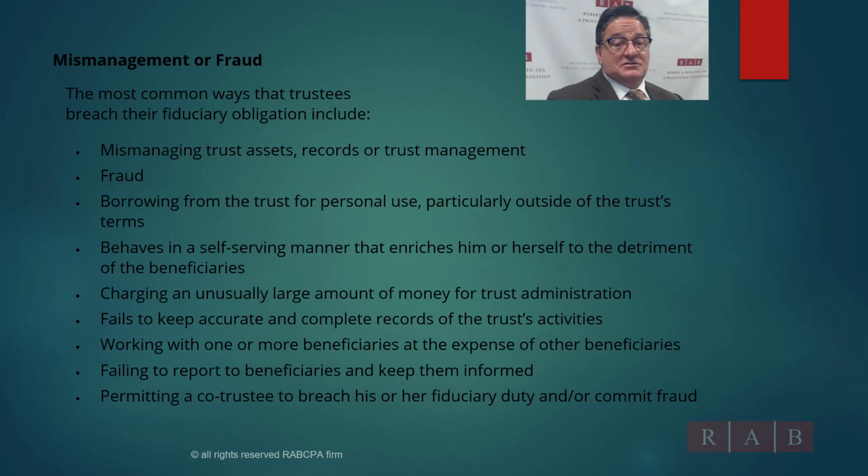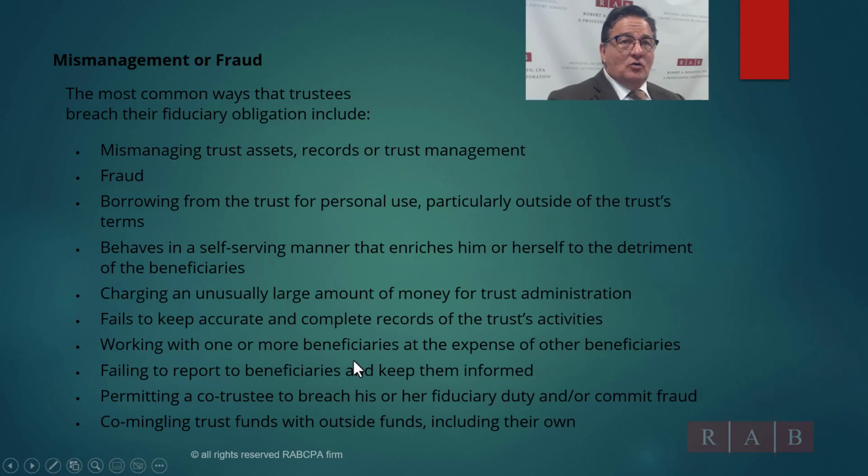Permitting co-executives to breach their fiduciary duty or commit fraud. Bringing in your friends, your lawyers, who overcharge or don't do things for the estate or the trust. Commingling funds. Don't commingle funds. Keep an iron wall between you and that estate or trust.